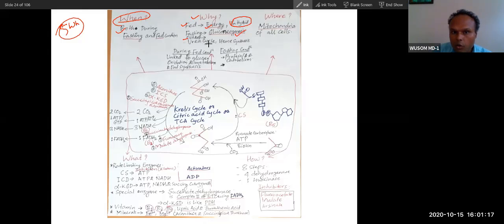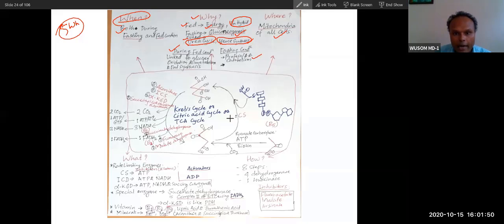This pathway cooperates with the urea cycle, and it provides a substrate called succinyl coenzyme A for heme synthesis. So these are the functions of the Krebs cycle. Where does it happen? In mitochondria. So you can see, during fed condition it is linked to glucose, and during fasting condition, protein catabolism and fatty acid breakdown. It will actually involve protein catabolism in the liver. So you can see these will provide context.